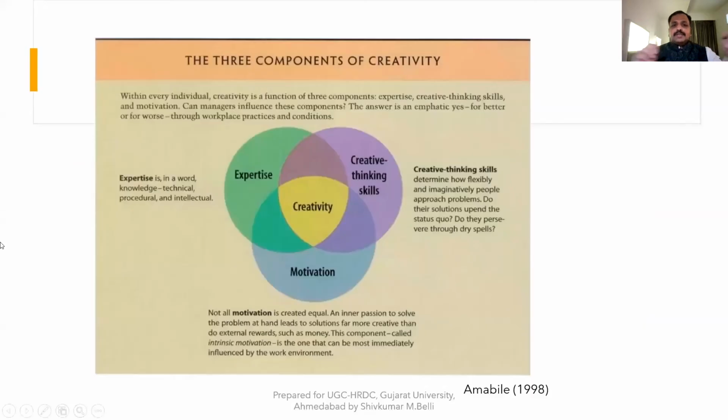So motivation. As you all know, not all motivation is created equal. There is something called implicit motivation, an inner passion to solve the problem at hand. That is very essential when it comes to creating. There are external rewards. For example, why do you work? You ask many good teachers, why are you in teaching? They don't say that I am in teaching because I make money. You can make money elsewhere, but why teaching? Then you realize that there is an inner passion for teaching, or an inner passion for doing some research in academics. So that is more important for being a creative person.